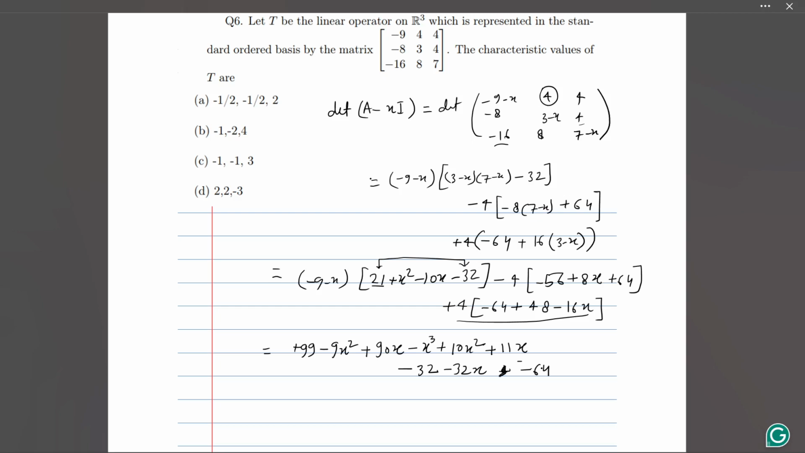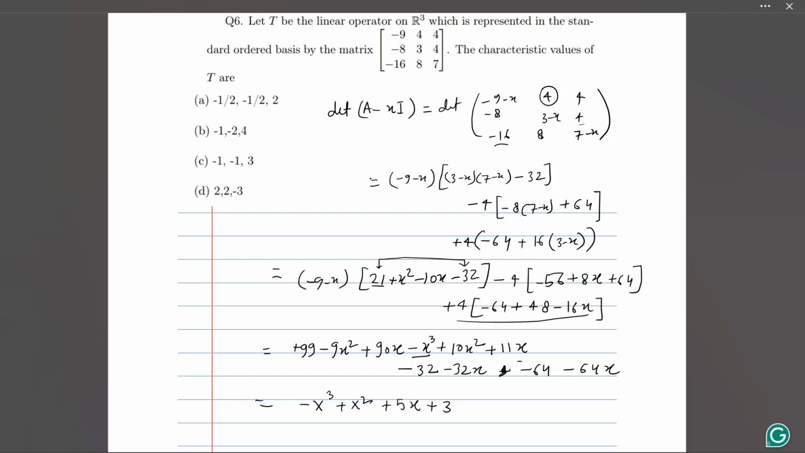And so leave plus it. Minus 16x into 4 is equal to minus 64x. So calculating all this, this becomes minus x cube plus x square plus 5x plus 3. Let's see if it is true.